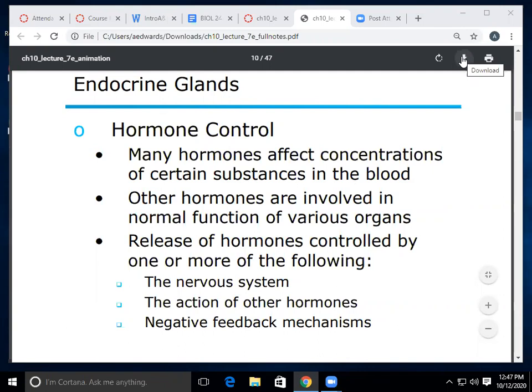So what controls the release of these hormones? Could be the nervous system, could be negative feedback. Remember negative feedback from chapter 1? It helps you with maintaining homeostasis. Or the action of other hormones. Could be a combination of 2 or 3 of those. But all those can be impacting how those hormones work and how they're released.